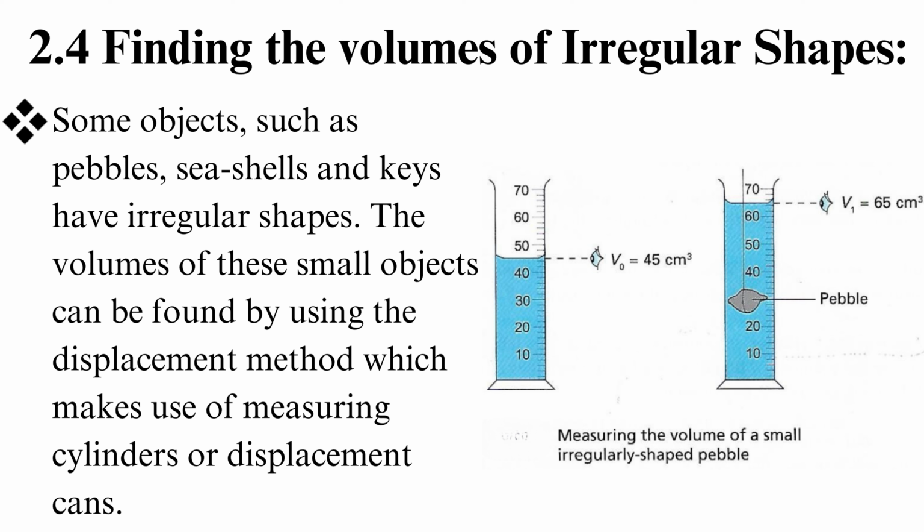There are two measuring cylinders, and we have 45 cubic centimeters. As we add a pebble into it, the volume V1 increases to 65 cubic centimeters.